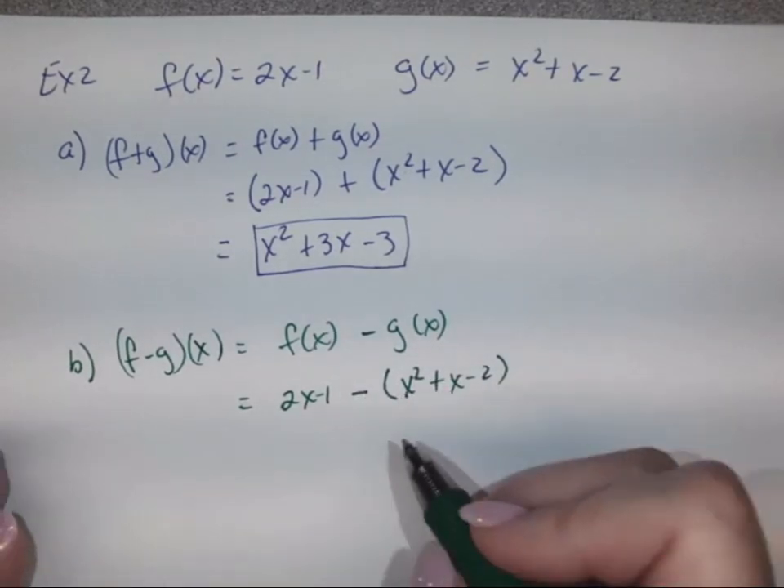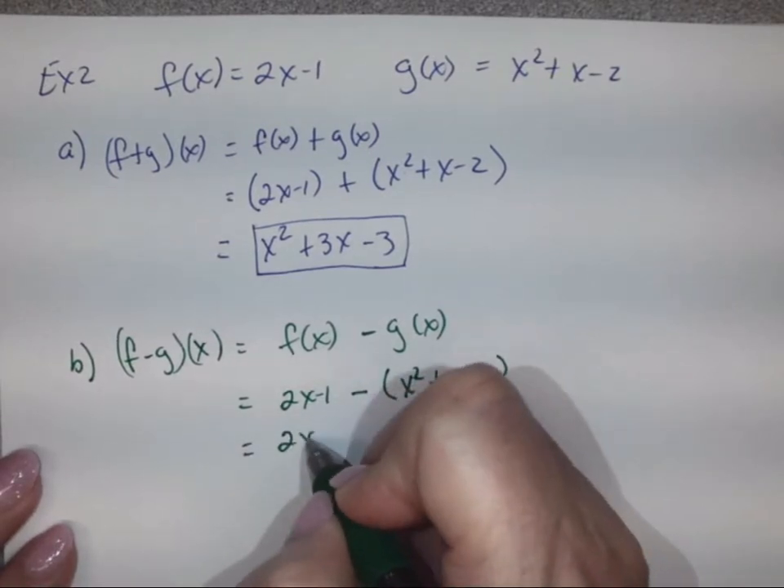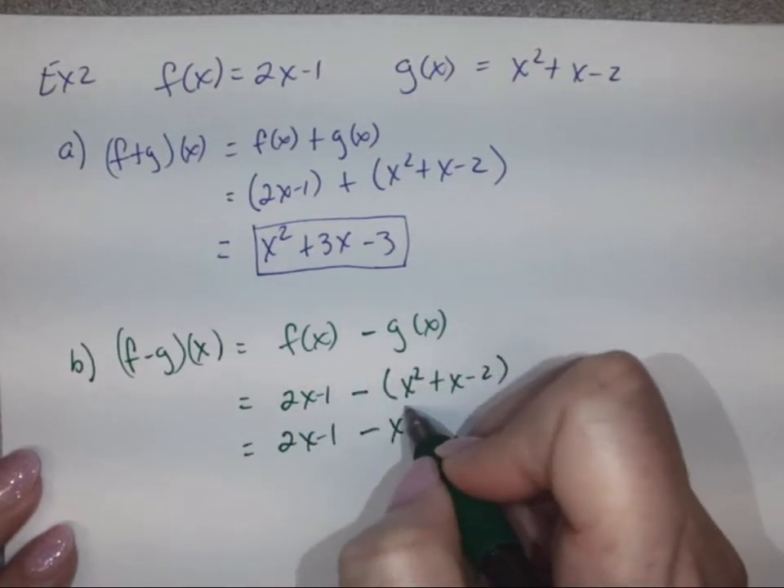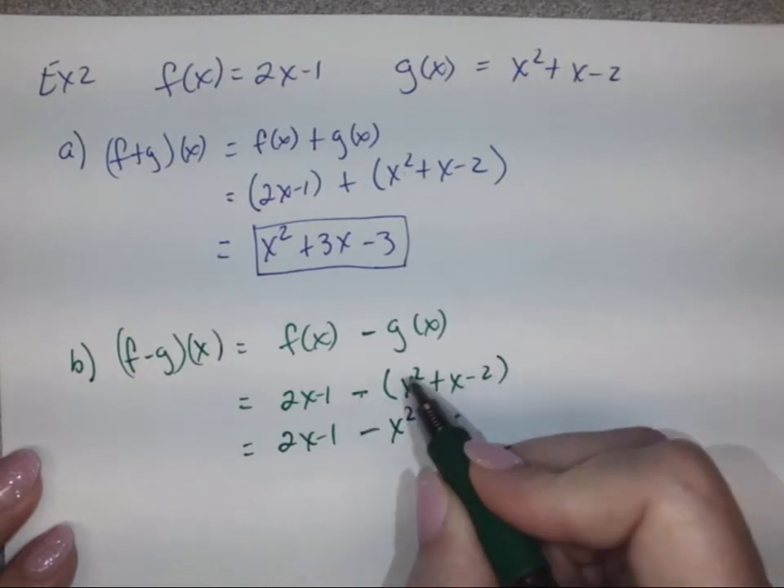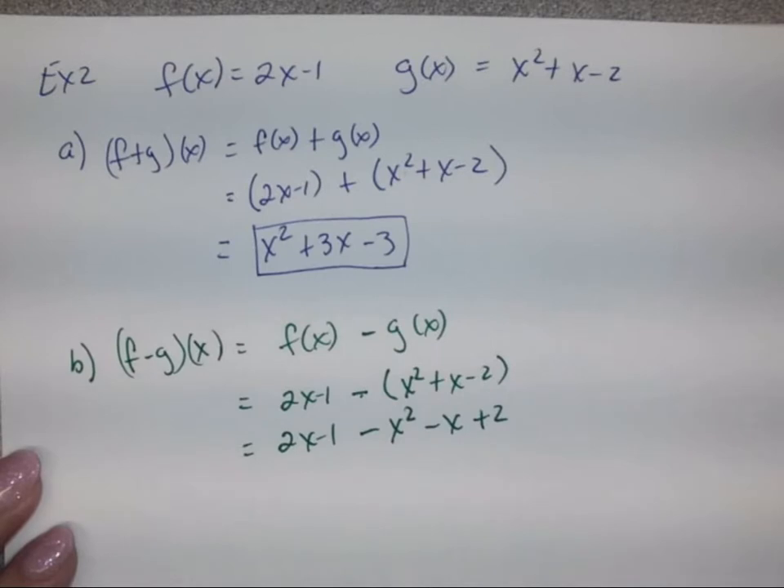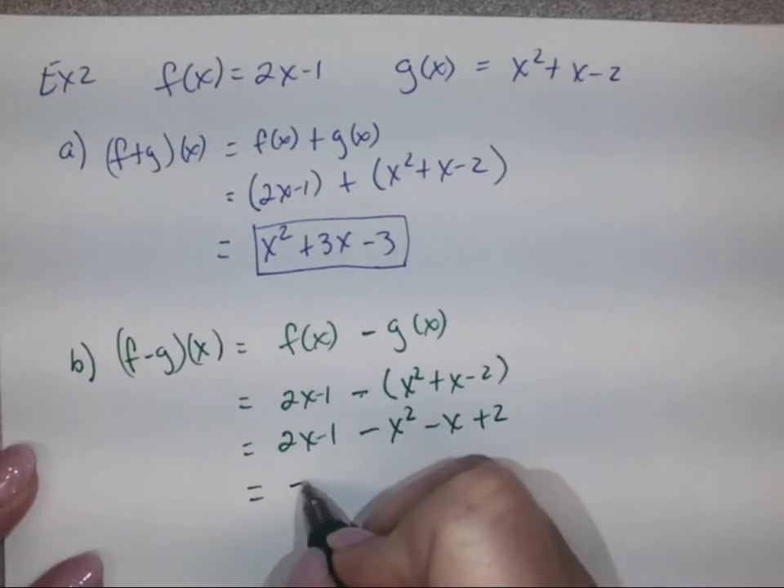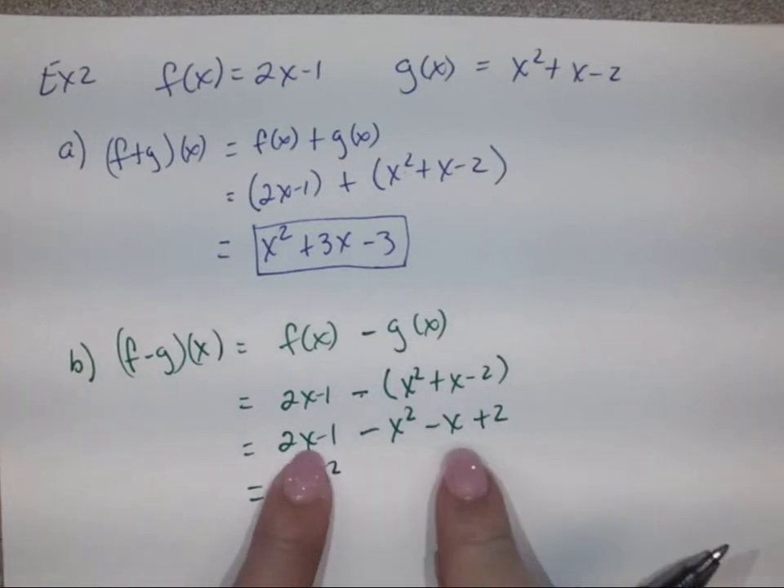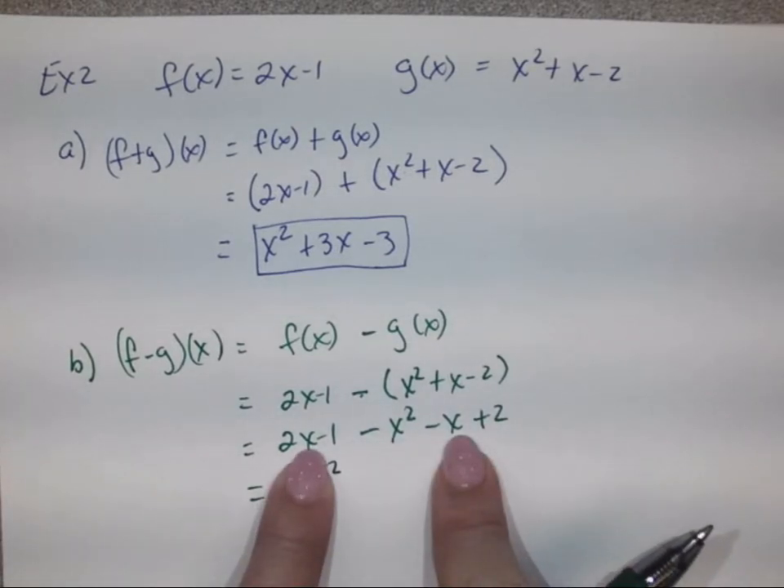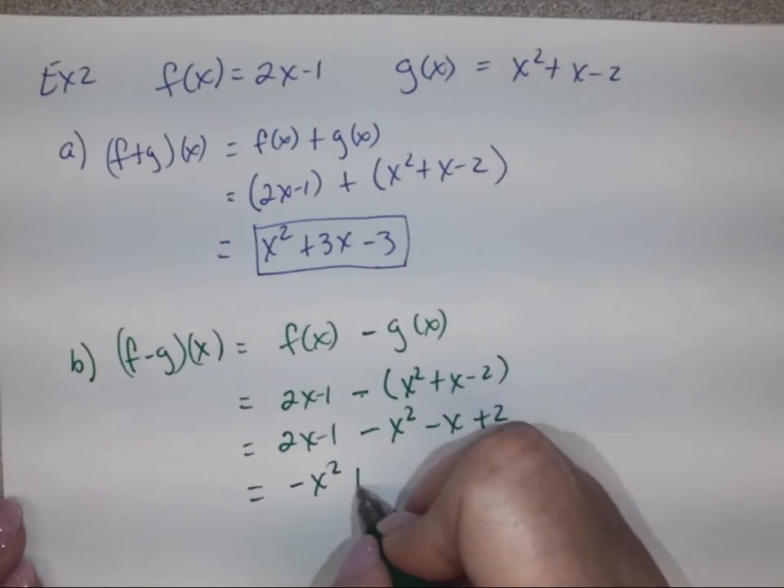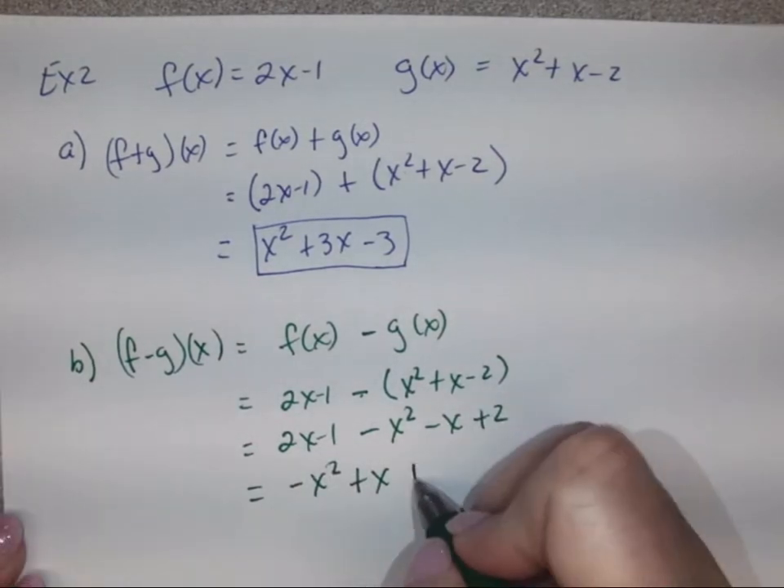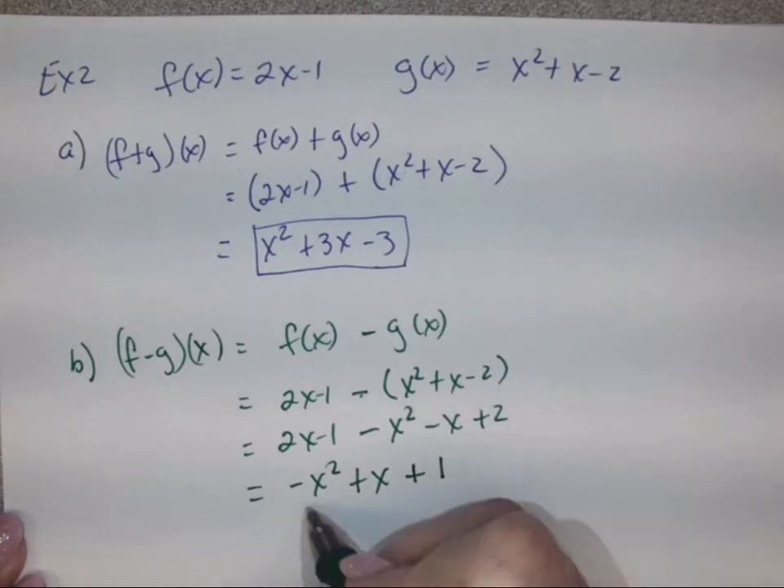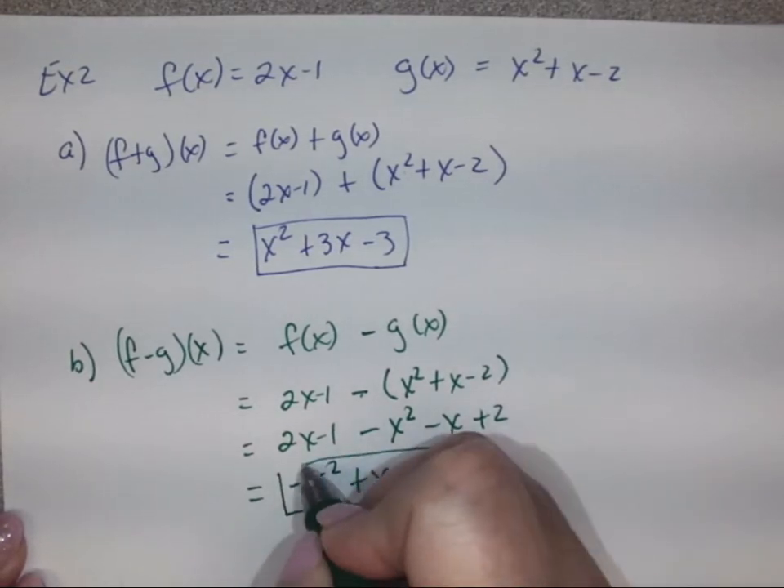So I have to distribute the negative sign. So 2x minus 1 minus x squared, negative times positive x is negative x, negative times negative 2 is positive 2. Again, we're combining like terms. So I have 1 negative x squared. I have a 2x and a negative x. Well, 2 minus 1 would be 1, so plus x, and negative 1 plus 2 would be plus 1. And that would be my answer right there.